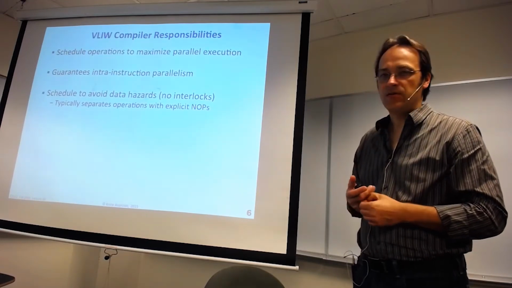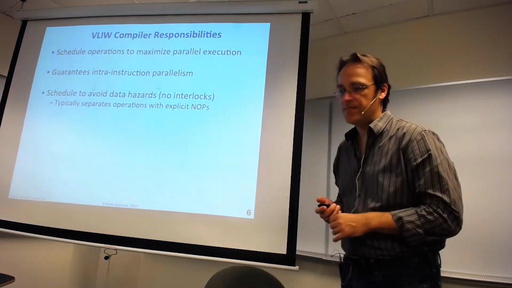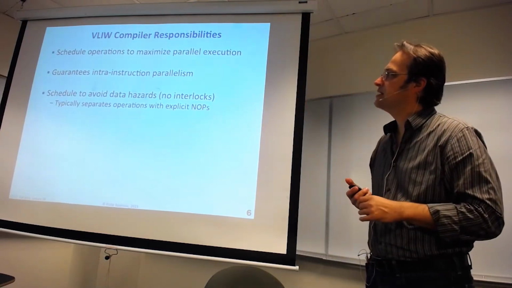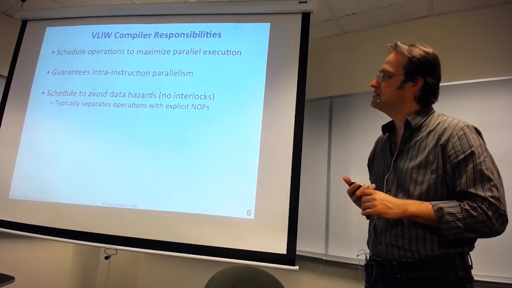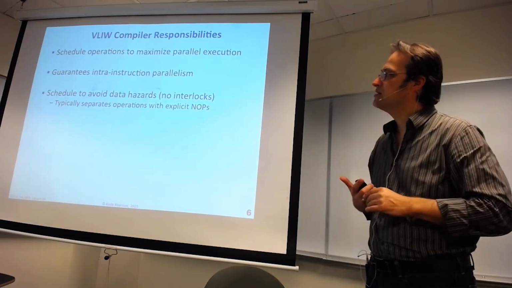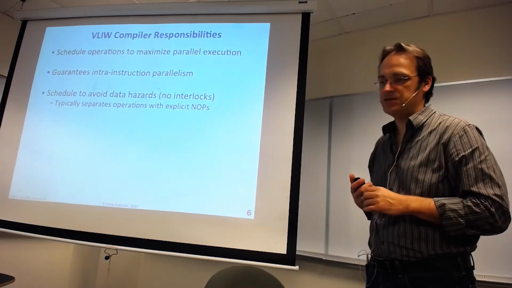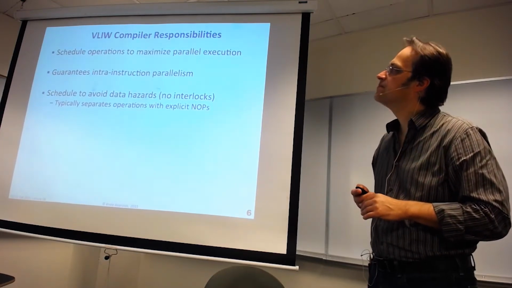Okay, so what does a compiler have to do? The VLIW compiler is responsible for scheduling operations to maximize parallel execution. It's also guaranteeing that there's parallelism between the operations inside a single instruction, and it has to also schedule to avoid data hazards. So it's actually adding explicit no-ops between instructions.